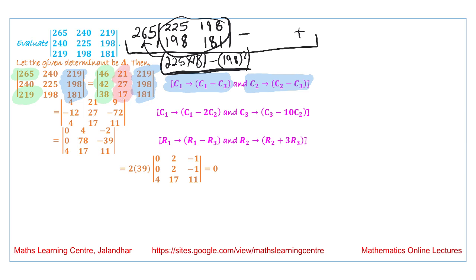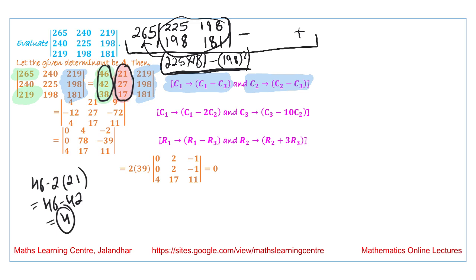Now similarly we can obtain the values corresponding to the second column. We performed the operation column 2 approaches column 2 minus column 3. Further to simplify these values, look at this column, 46, 42 and 38, and this one, 21, 27 and 17. If we write 46 minus 2 times 21, we obtain 46 minus 42, which is equal to 4. So our value will become small.